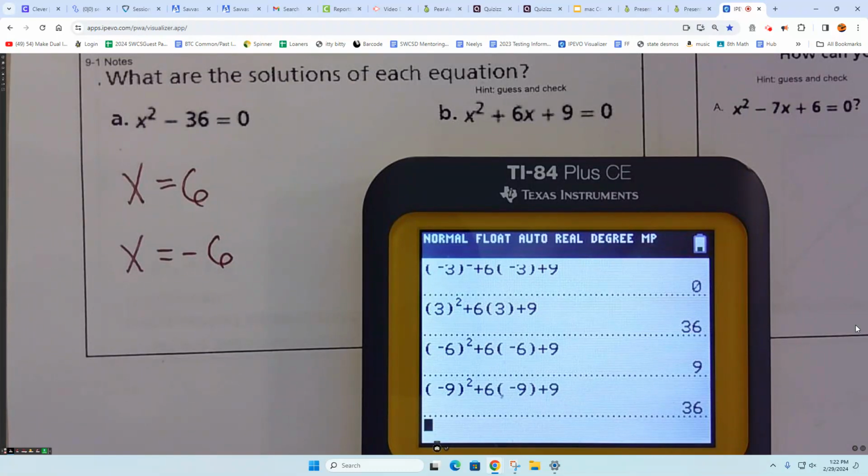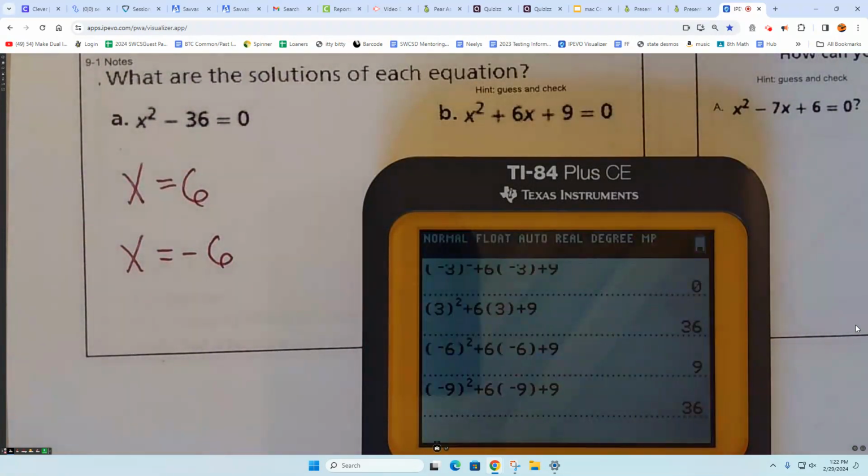-3. How do you find average? Add them and divide them. Yeah, 3 plus -9 is -6, divided by 2.